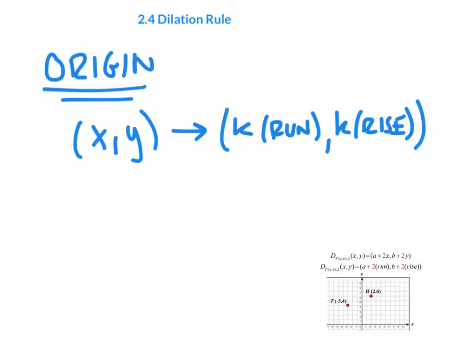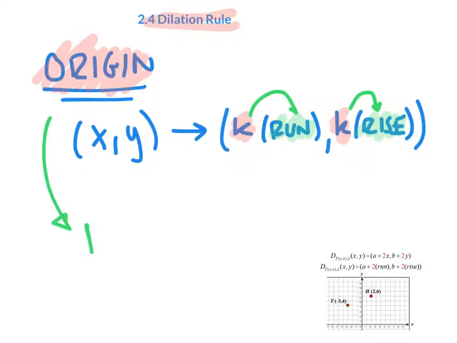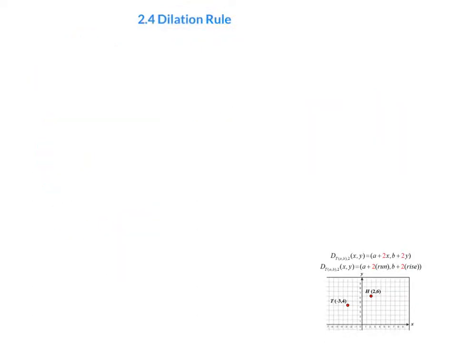So just to recap before we do the more complex environment, if you're dilating out of the origin, the dilation rule is quite simple. It's the scale factor times the run, and it's the scale factor times the rise. Very easy mathematics, right? Just multiplying 2 numbers, basically. So the more complex environment is when we are not centered out of the origin. How do we dilate, or what does the rule look like?